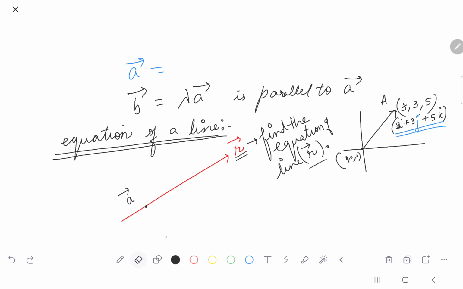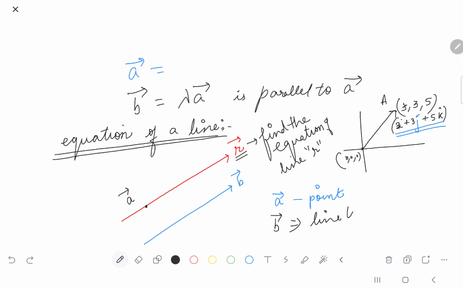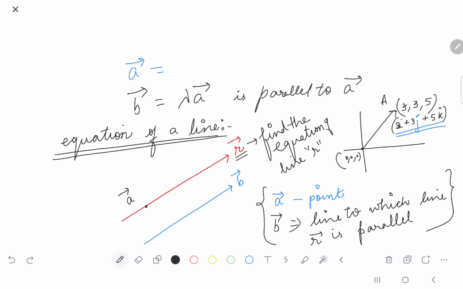You understand? Yes, ma'am. What exactly does that mean? Tell me. You have to find the equation of line R, and what exactly does that mean? I am given some line B to which line R is parallel. So two things are given to me. One, the point A. A is a point. And B is a line to which line R is parallel. So these two things would be given to me, and they will be asking me the equation of line R.